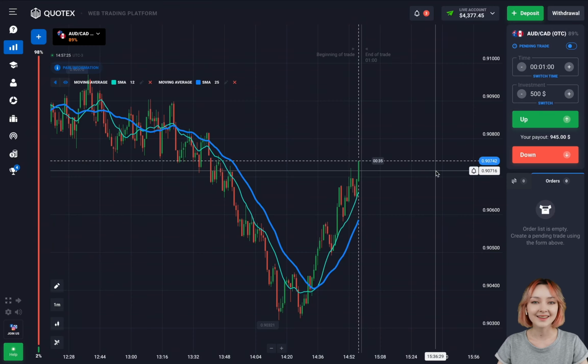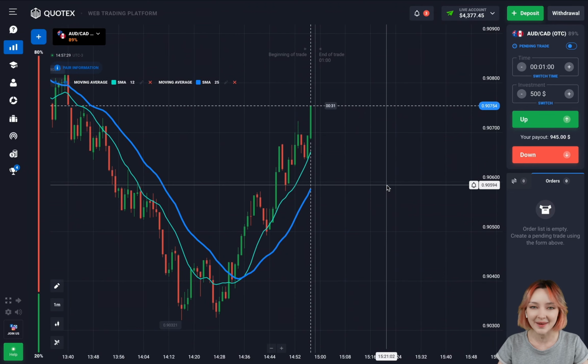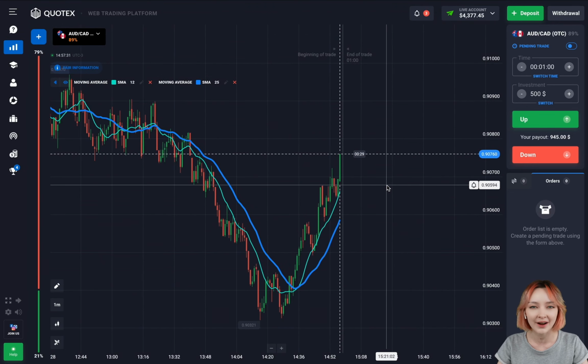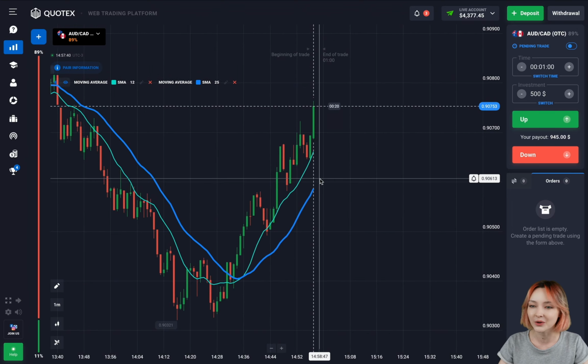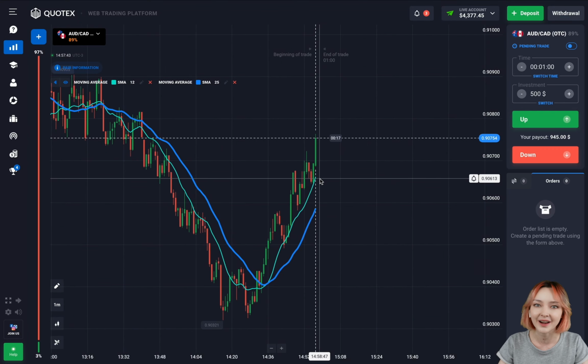Let's go. Hey guys, this trading session is dedicated to one truly amazing indicator called moving average, and today we're trading on Quotex. I'm well aware some folks use this platform, so we're gonna try and trade here for once, for the sake of variety.